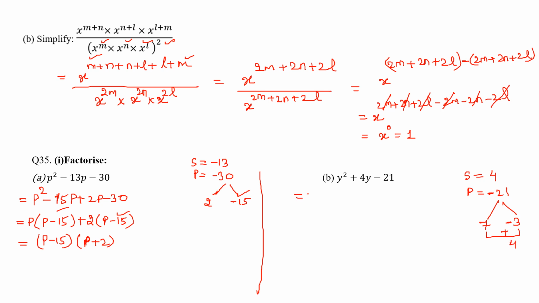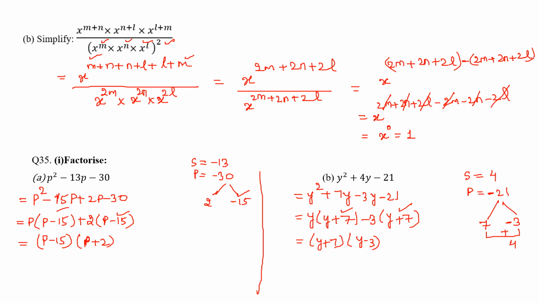So I have to split it as y square plus 7y minus 3y minus 21. Now take y common, so it will be y plus 7 minus 3 into y plus 7. So it will become y plus 7 common and then y minus 3. So this is the factorization. I have taken y plus 7 common because it is present here. Then I am left with y minus 3.